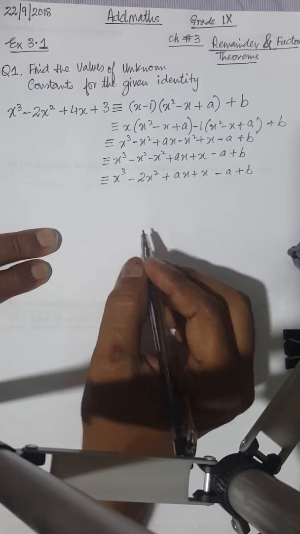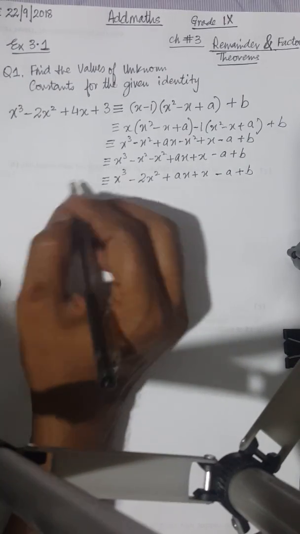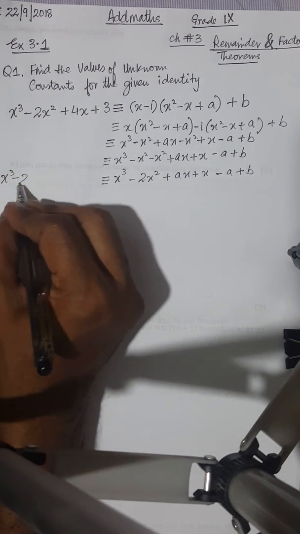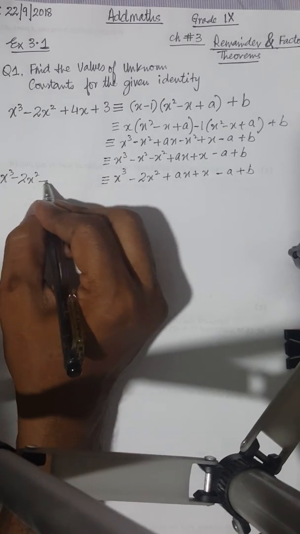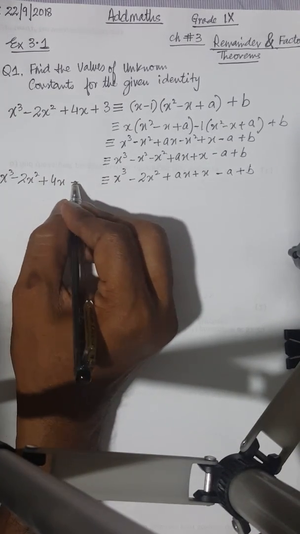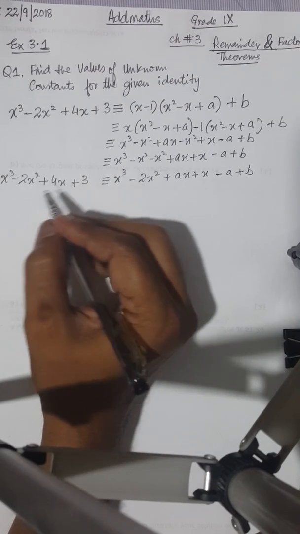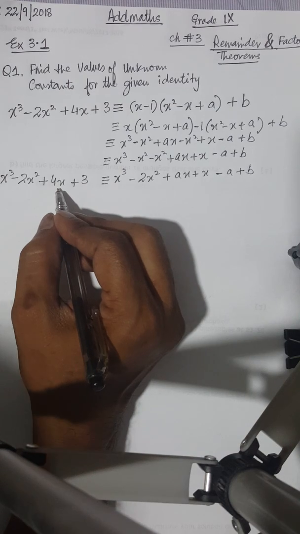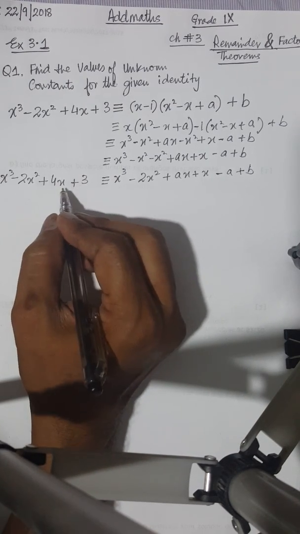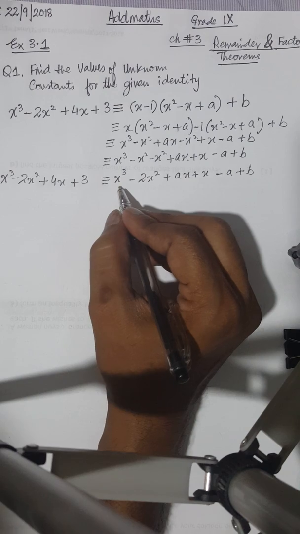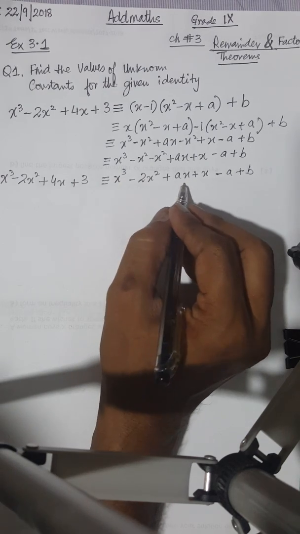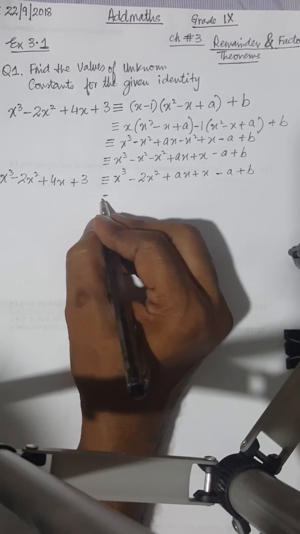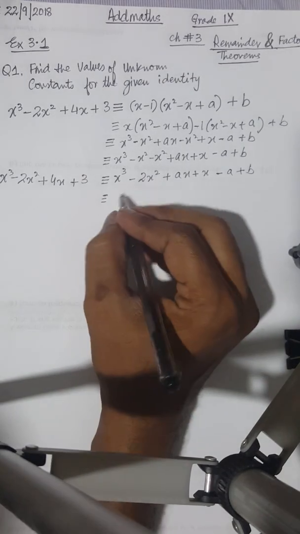Now, if you see the left hand side, what do we have? We have x cube here. We have negative 2x square. We have plus 4x. We have plus 3. So we have a term containing x cube, a term containing x square, a term containing x, and a constant term. Look at the right hand side, we have x cube, we have x square, we have x, and we have a constant term. So we can simplify it more by taking out this x common.